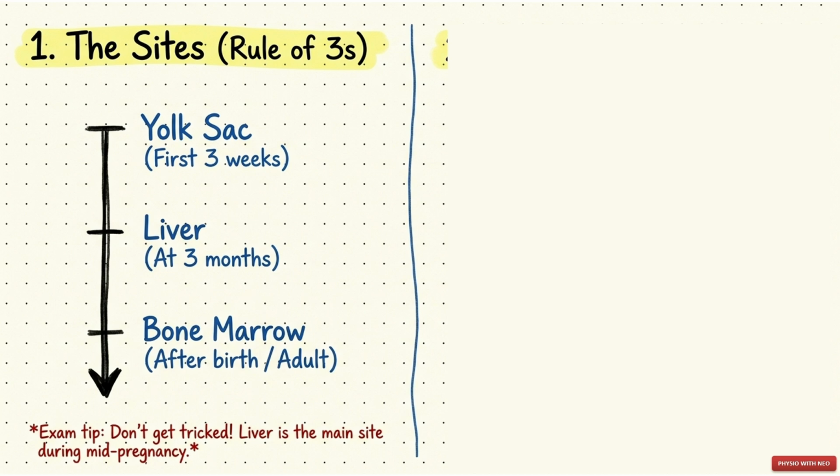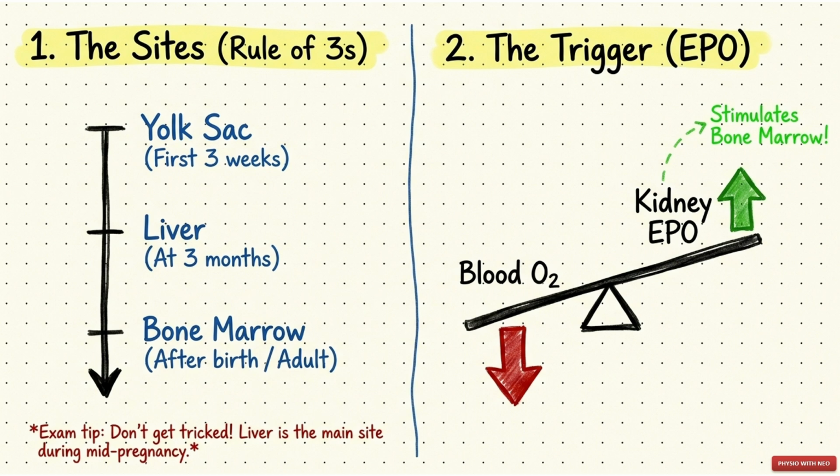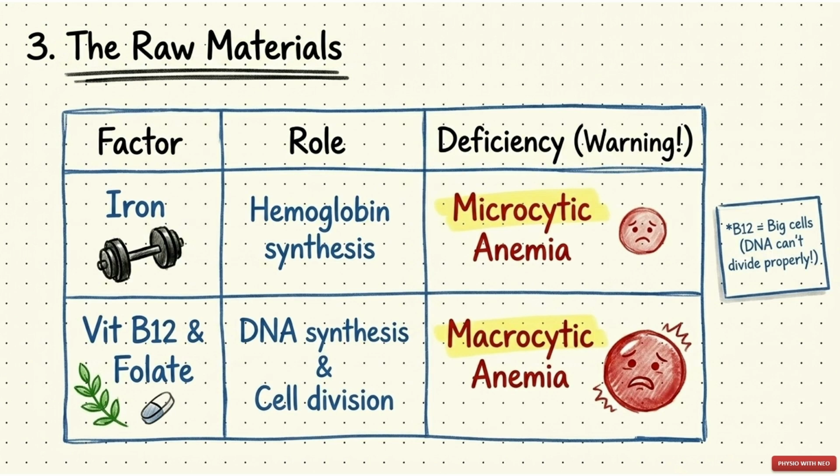First come the sites of the erythropoiesis. Remember this track: yolk sac, liver and bone marrow. Next come the trigger for erythropoietin, the role of blood oxygen and kidneys in it. The raw material required for erythropoiesis are iron, whose deficiency causes microcytic anemia, and vitamin B12 and folate, whose deficiency causes macrocytic or megaloblastic anemia.